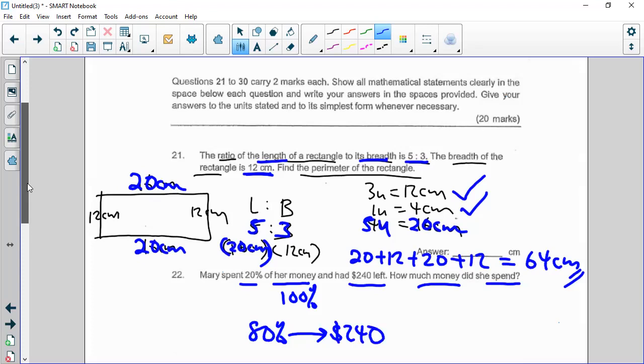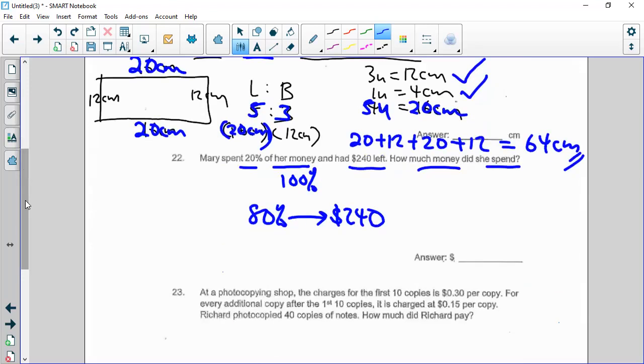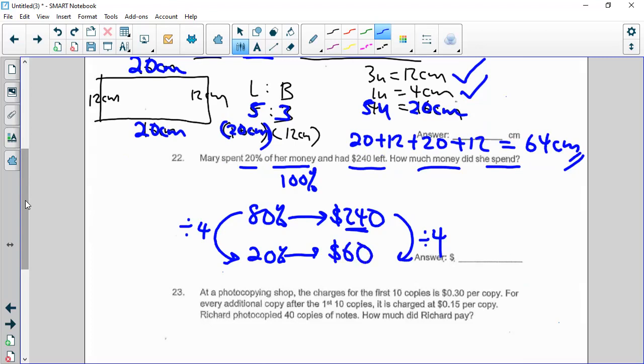Shortcut. Because you don't have a calculator, you're supposed to find how much you spend. So you can find 1%. You can find 1%, but do you realize that you can actually use the jumping method, divide by 4? Instead of finding 1%, you divide by 4 to get 20%, and then the other side, you also divide by 4, right? And then how to divide? You cover the 0, and you have 24 divided by 4, that'll be 6, and put back the 0 you cover. So how much did she spend?